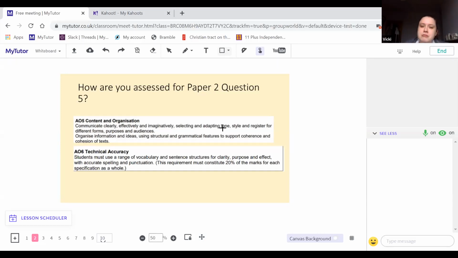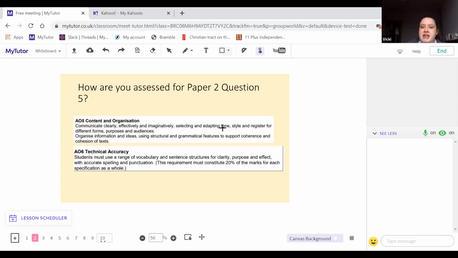Using structural and grammatical features, so that's a little bit of a tricky one. What it means by that is using a range of sentence starters, using a variety of paragraph lengths potentially, and organising paragraphs well. Using a variety of punctuation might help you with those grammatical features as well.